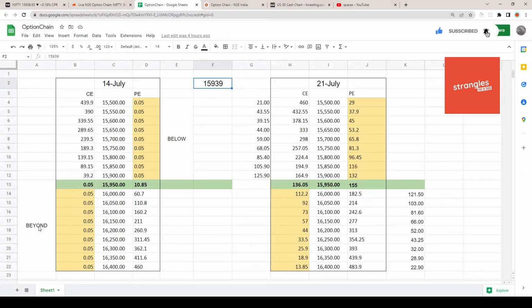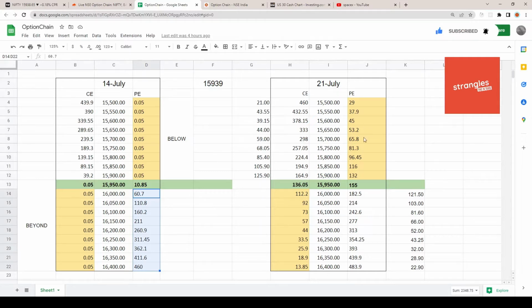All strikes beyond this spot are called OTM strikes. Similarly, all the strikes below the spot are also OTM strikes on the put side. The strikes very close to the spot are called ATM strikes. And all those which are not OTM or ATM are called in the money strikes. These are in the money strikes on the call side, and these are in the money strikes on the put side.